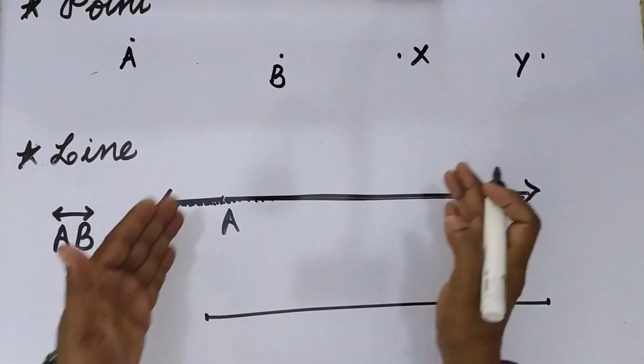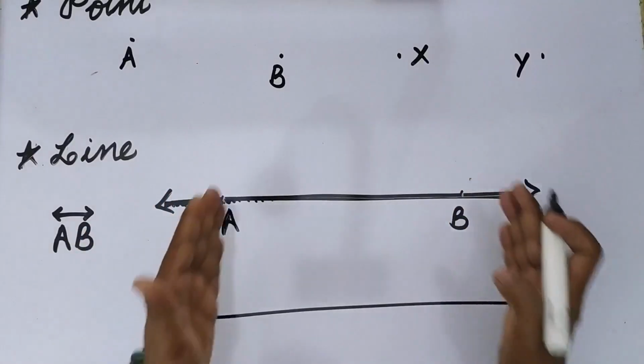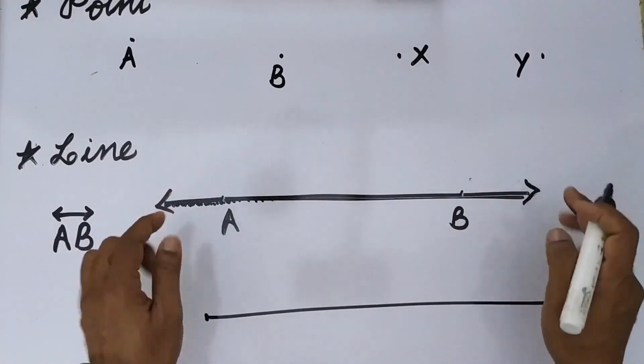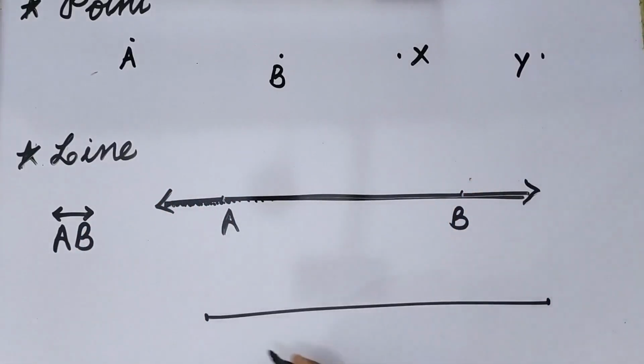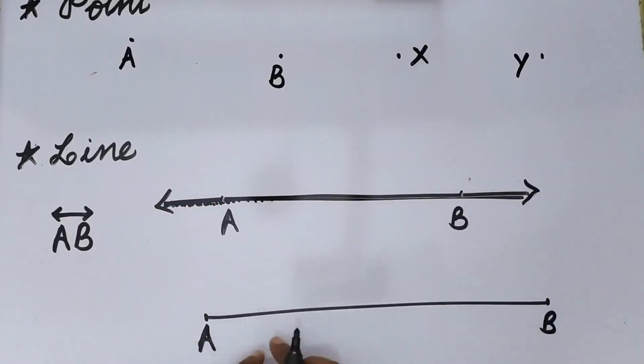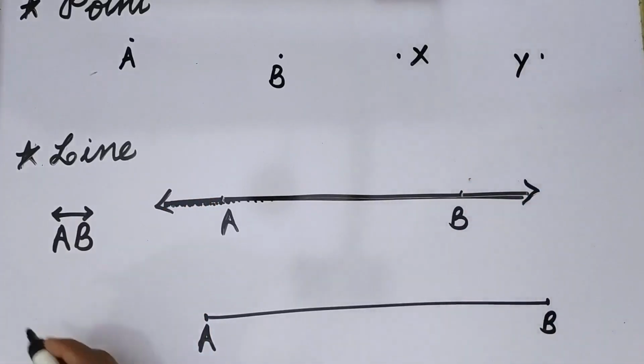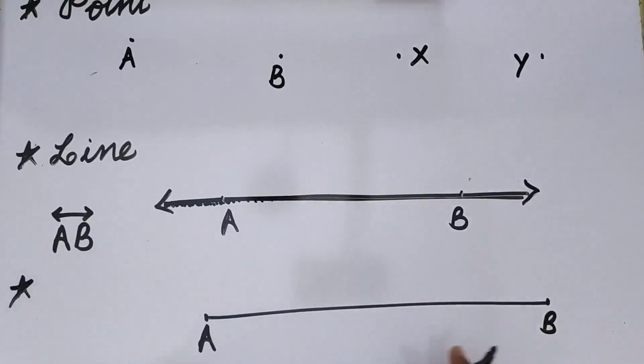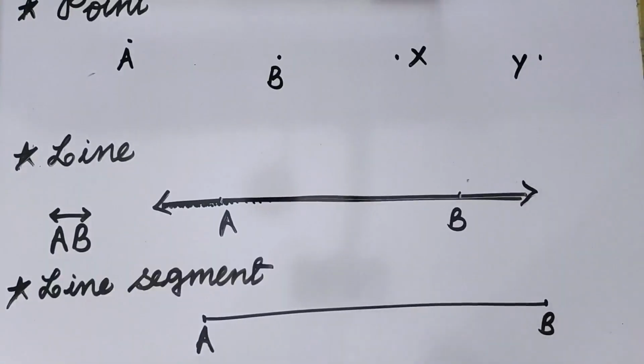Have a look at this. I have taken only this portion, this part of the line. Part of the line has been taken, and as we have named there, we name it AB. Part of the line is called a line segment. This is the part of the line, a line segment.